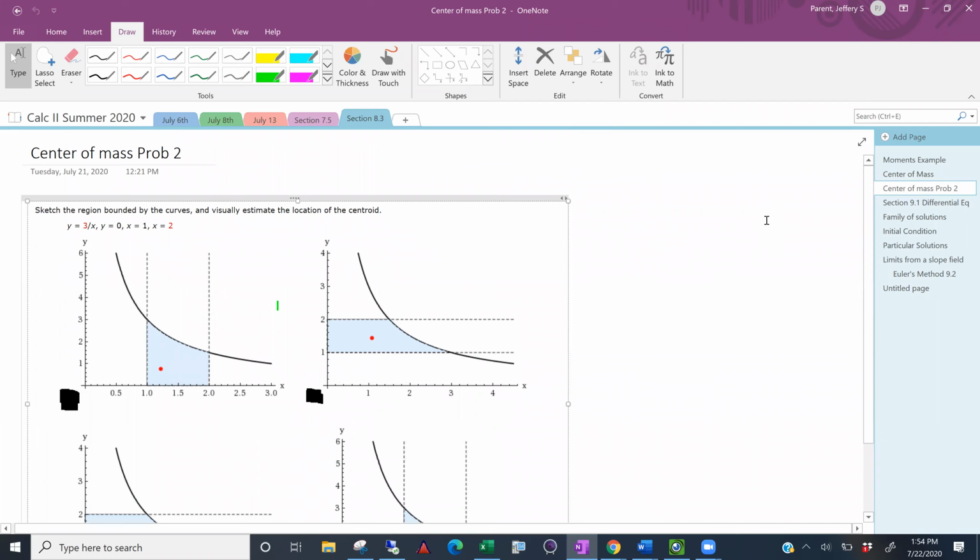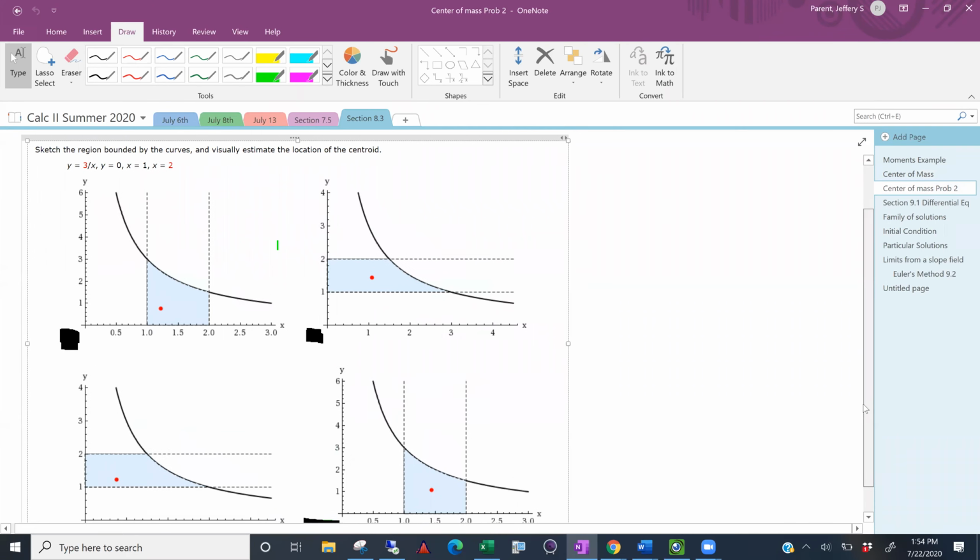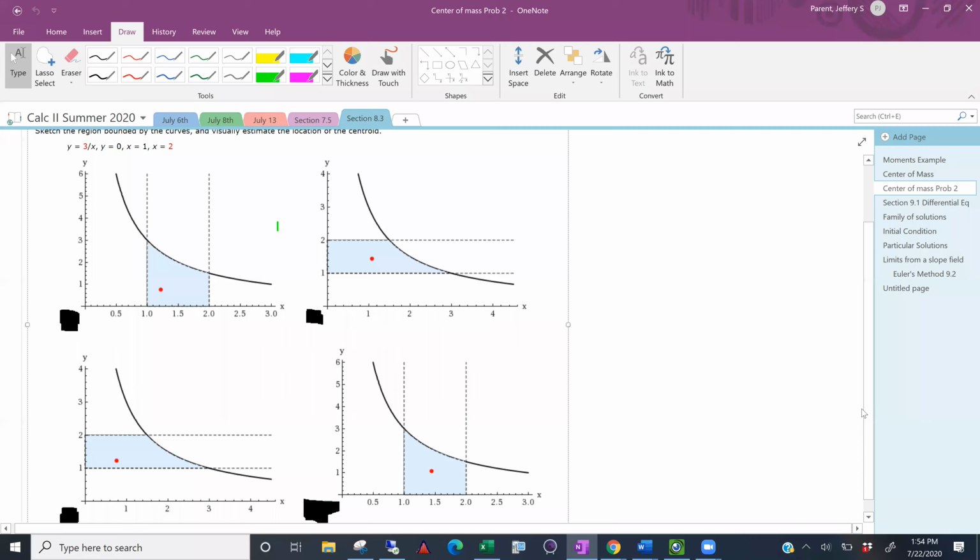So here's our center of mass problem in this particular example. Our function is y equals 3 over x, y equals 0, x equals 1, and x equals 2. So we've got 4 different functions that are bounding your region. And kind of like the last one, we're going to guess which one of these represents the center of mass. So let's start by looking at x equals 1 and x equals 2. What are those graphs going to look like? Are they going to be vertical or horizontal lines?